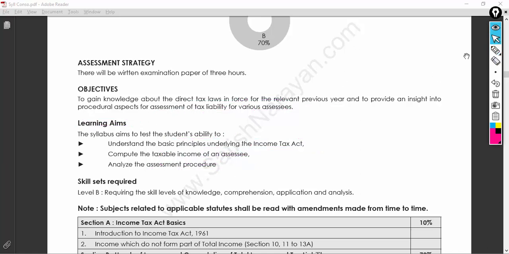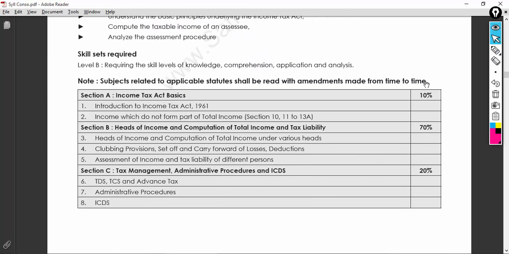Having said that, if I go to the high level overview of this subject, you have 10 marks, as already told, for the basics of the act. You should know the basics of the act: what is previous year, what is assessment year, when the act started, who is a person, who is an individual. All those things are given in this topic. You also have some items which do not form part of the income. That is section 10, section 11, section 13.